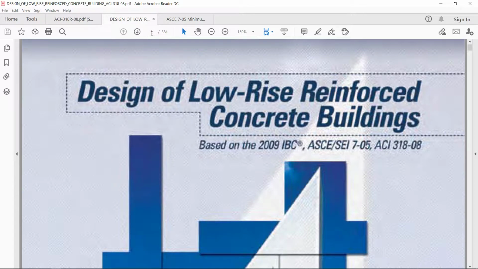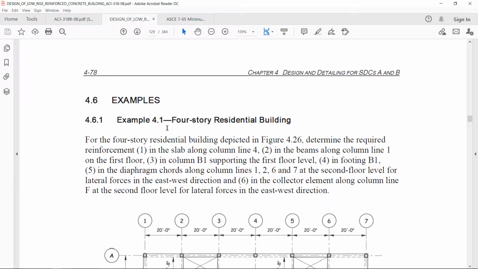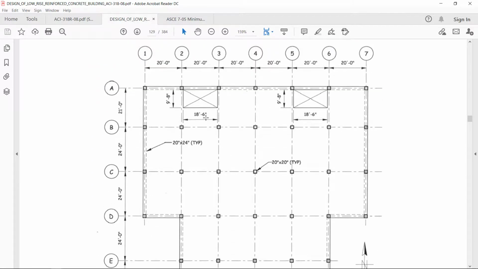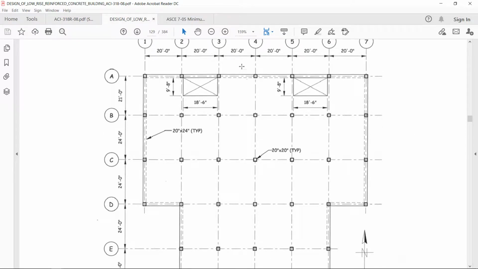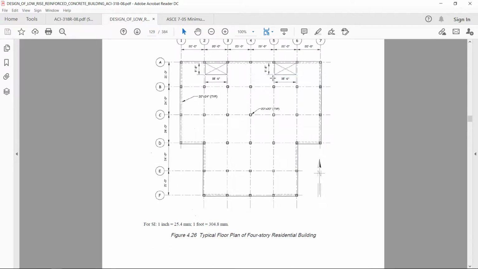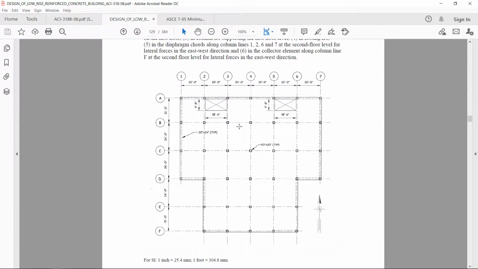I took one of the examples in my last video, and that example was the design of a 4-story building in seismic category A and B. Mainly I designed this building in seismic category B. This building was like this. It is a 4-story building and the plan is like this. It has 6 bays in X direction and 5 bays in Y direction.